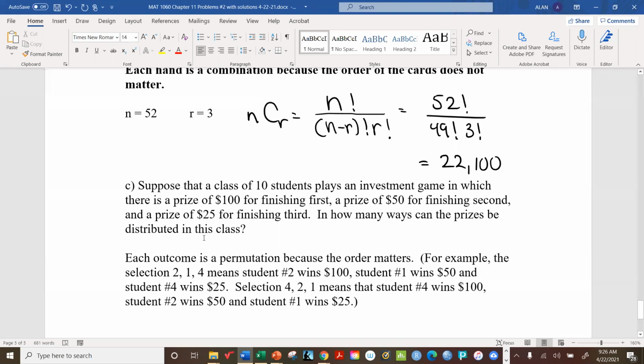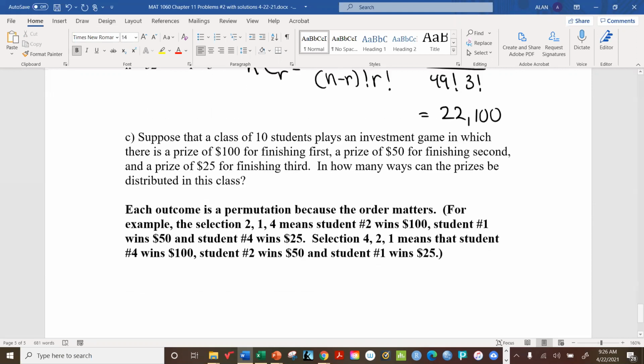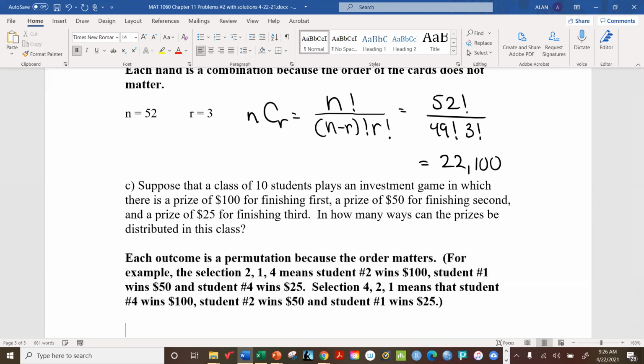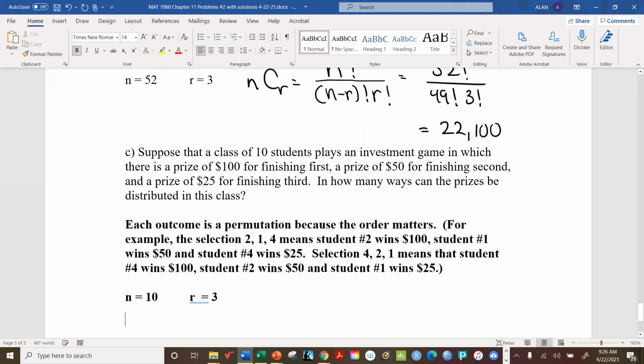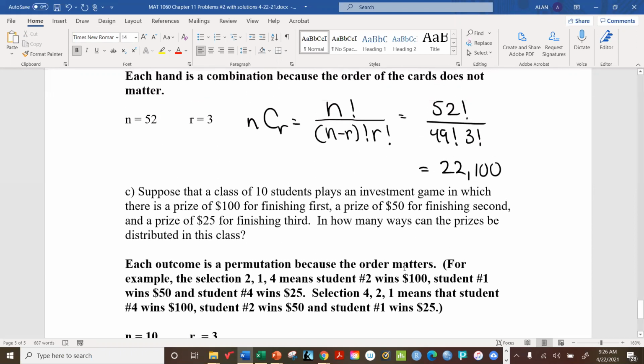So I just want to remind you why in this case the order does matter: if you're choosing 3 numbers out of 10, the order matters because it determines the prize that the students are winning. So n equals 10, r equals 3, because we have 10 students and 3 prizes. So we're looking for permutations.